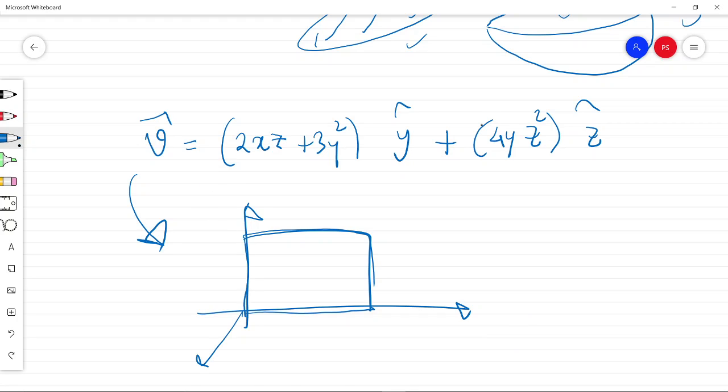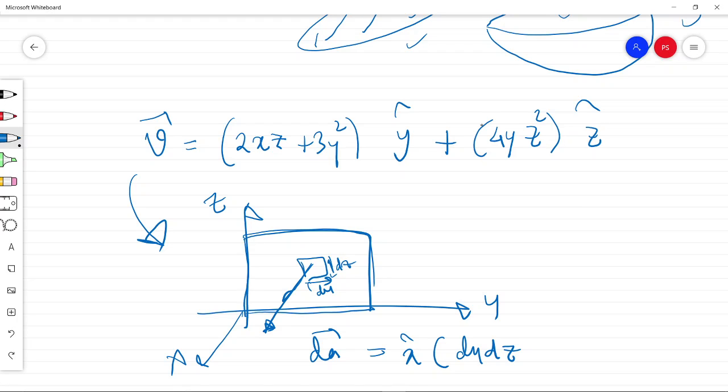So if this is the x-axis, this should be the y and z. So the surface lies in the yz plane, and the normal vector dA bar points in the x cap direction. The small displacements are namely dy and dz. So dA bar in this case is x cap dy dz. So we have decided the dA bar.